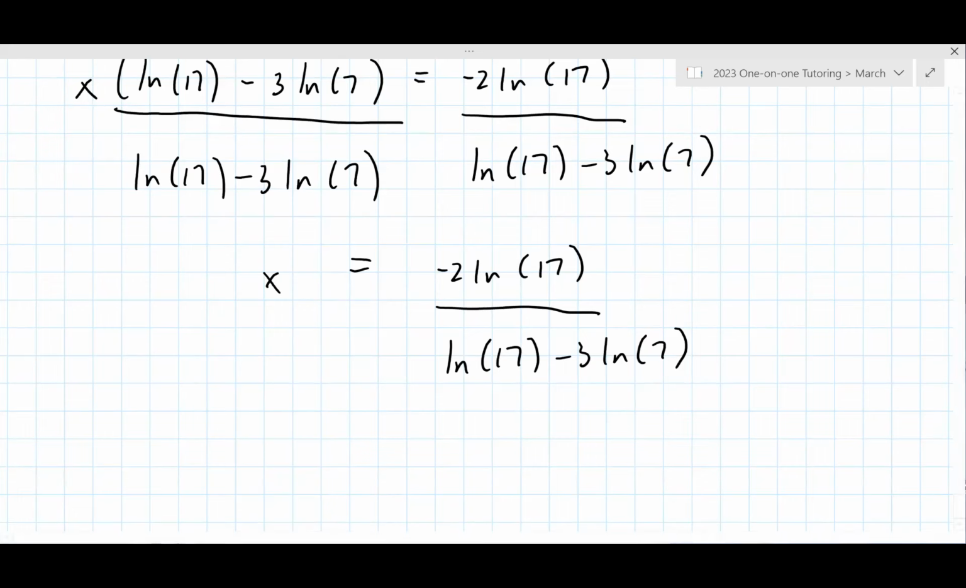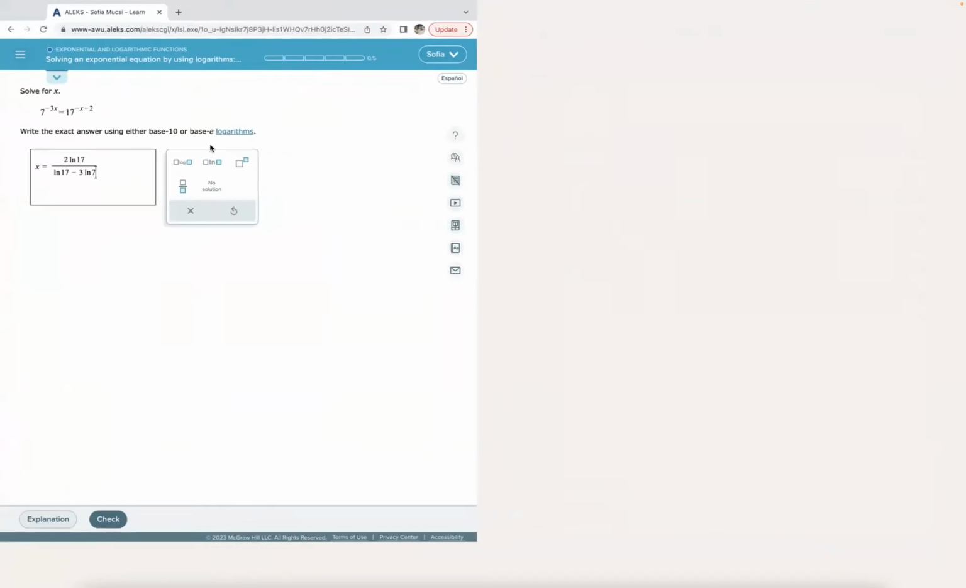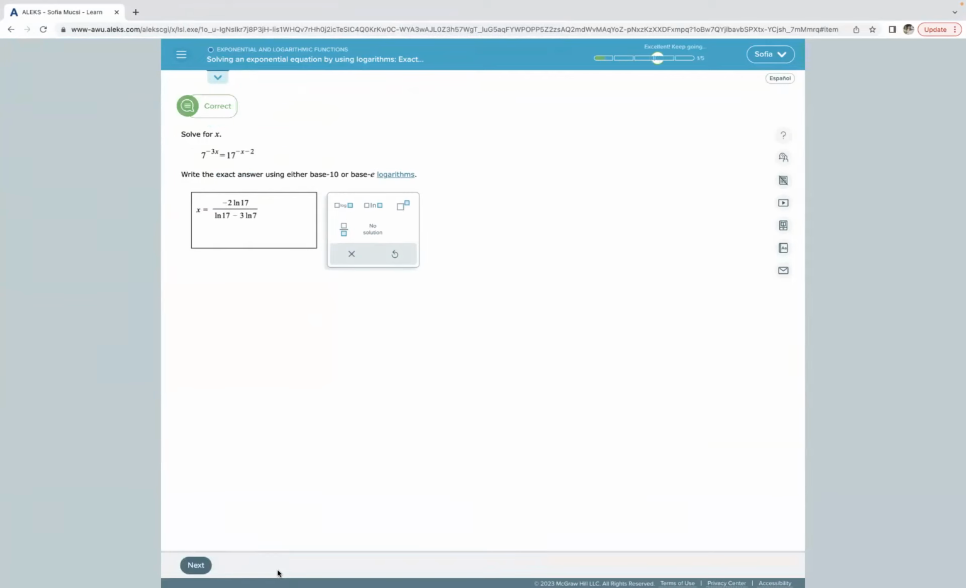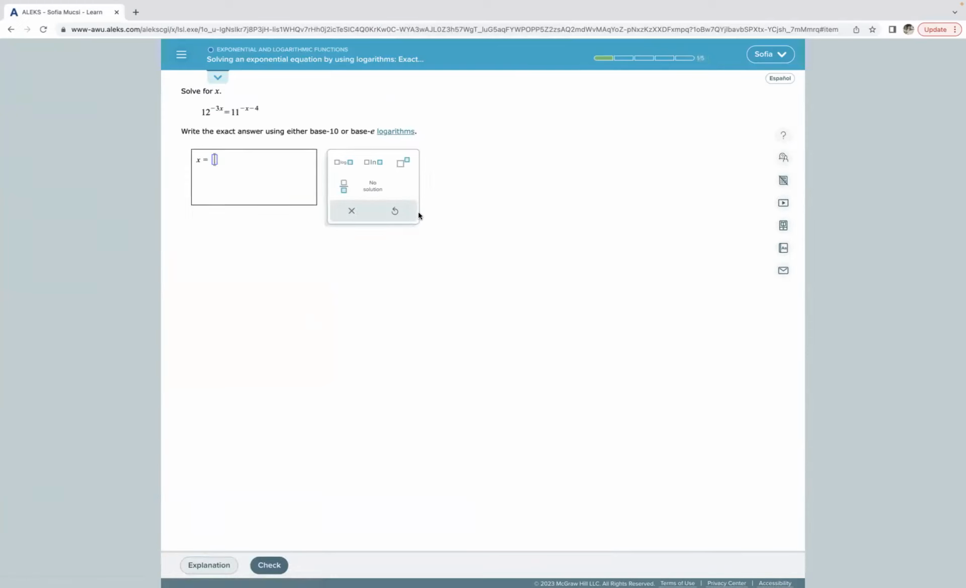I'll share my screen. I think this looks okay, but I'll see if it takes it. Is there a negative somewhere in the numerator? Should be negative 2 natural log 17. I think so. That looks good. Okay, I'll attempt this one.